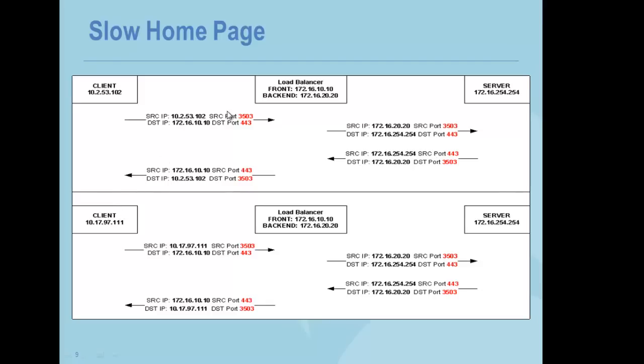When I send the initial information with the destination port of 443, the load balancer intercepts that and uses source NATing. It says, I'll put 20.20 here, and I'll put the source port of 3503, and send it to the server. Now look what happens when this guy in another branch sends a message: some random source IP going to the same ephemeral source port of 3503. The load balancer says, no problem, I'll take your connection, SNAT it with 20.20, put it on source port 3503 and destination port 443.